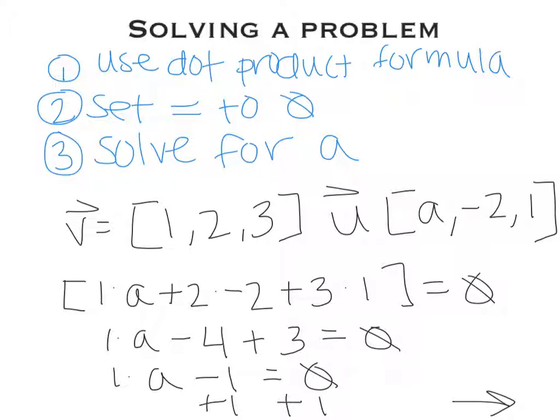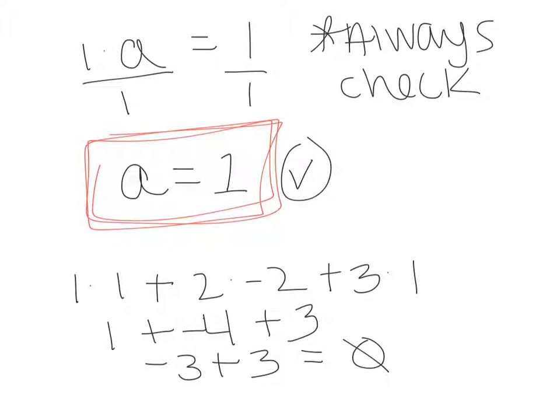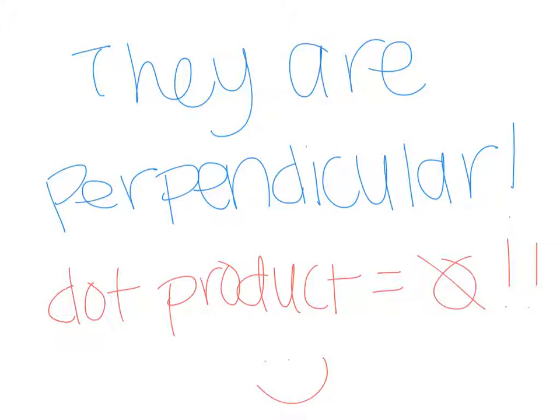You should always check your work to ensure that if a equals 1, the dot product will be 0. 1 times 1 plus 2 times negative 2 plus 3 times 1 equals 0. After checking our work, we now know that the vectors are perpendicular.